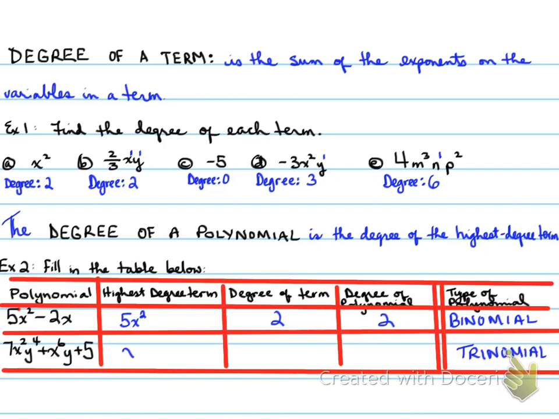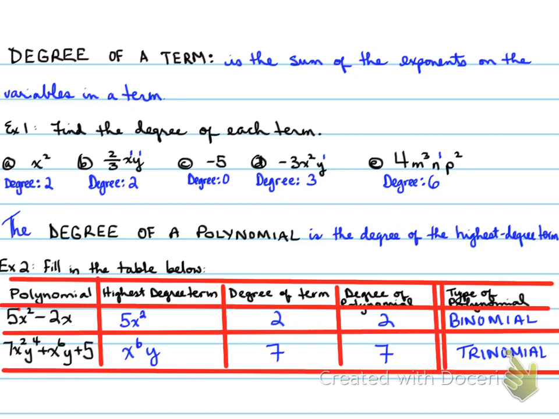So the highest degree term is going to be x to the 6 and y. That's the highest degree term. The degree of that term is 7. And the degree of the entire polynomial is, that's right, 7. The reason it's 7, folks, is because, again, it's the highest degree of each term in the polynomial.